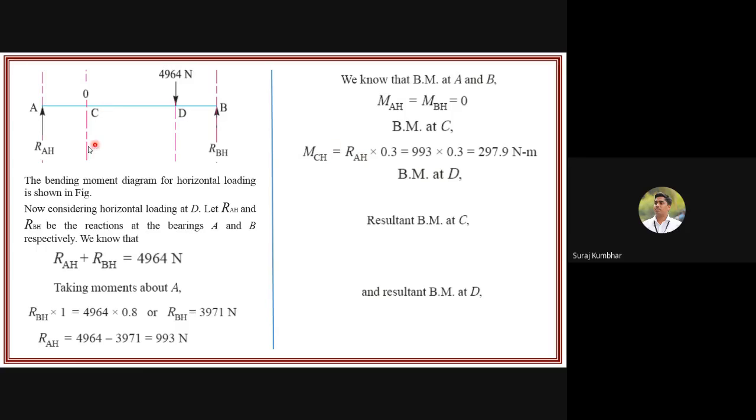Okay. So first we will find out bending moment at C, which is MCH, bending moment at C in horizontal direction, equal to RAH into 0.3. This distance is 0.3. So RAH we already found, 993 into 0.3, which is equal to 297.9 Newton meter. Now bending moment at D, so RBH into this distance, which is 0.2. So RBH is 3971 into 0.2, which is equal to 794.2 Newton meter. Okay, so this is about the bending moment at C and D in case of the horizontal direction.